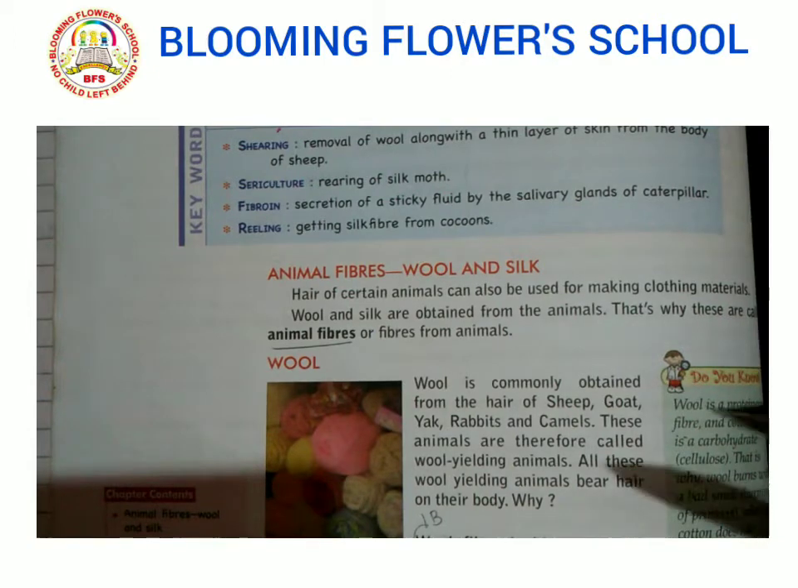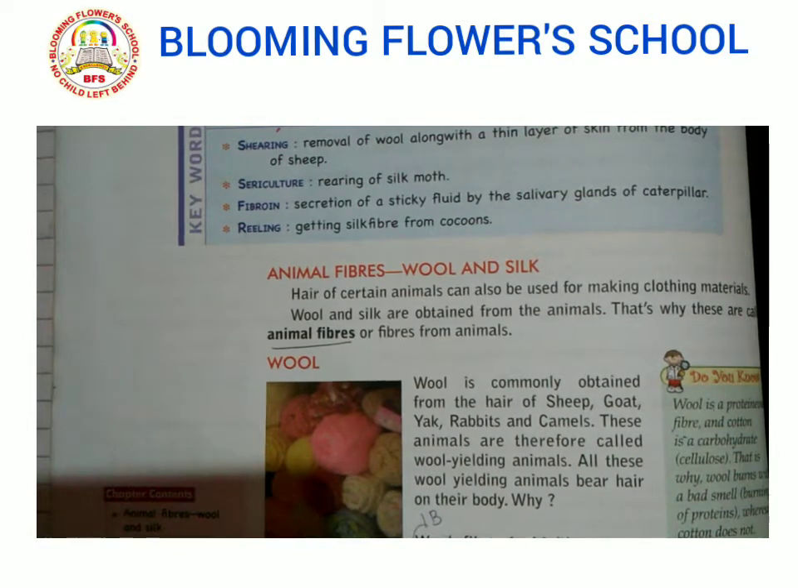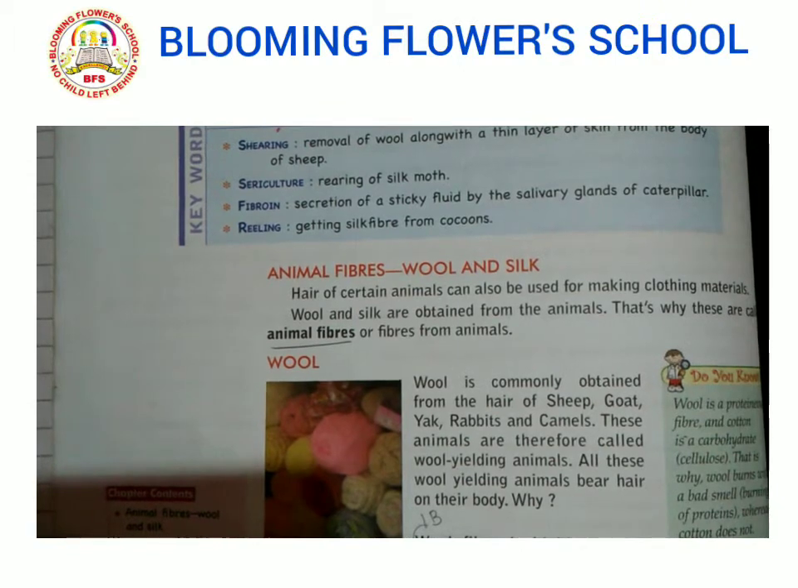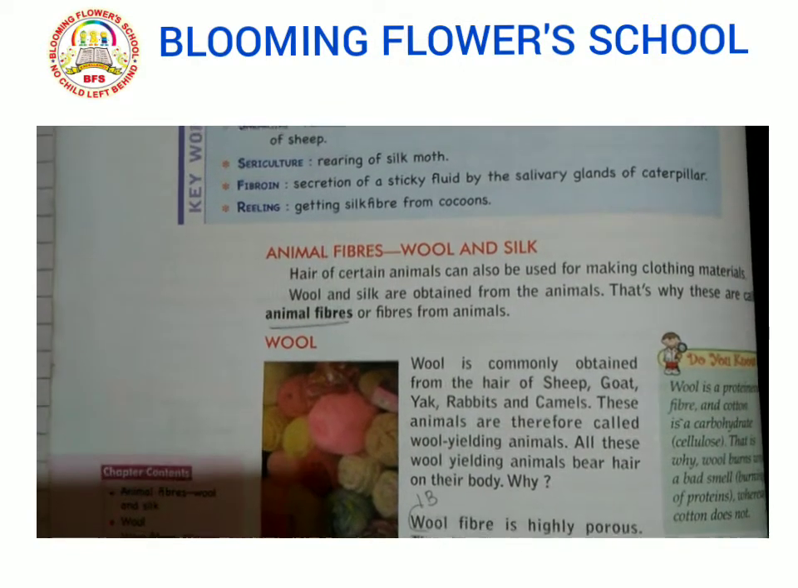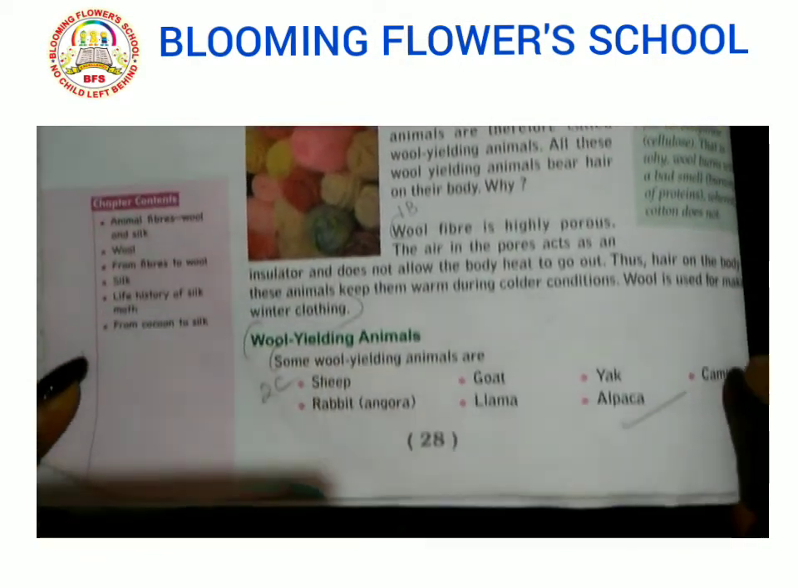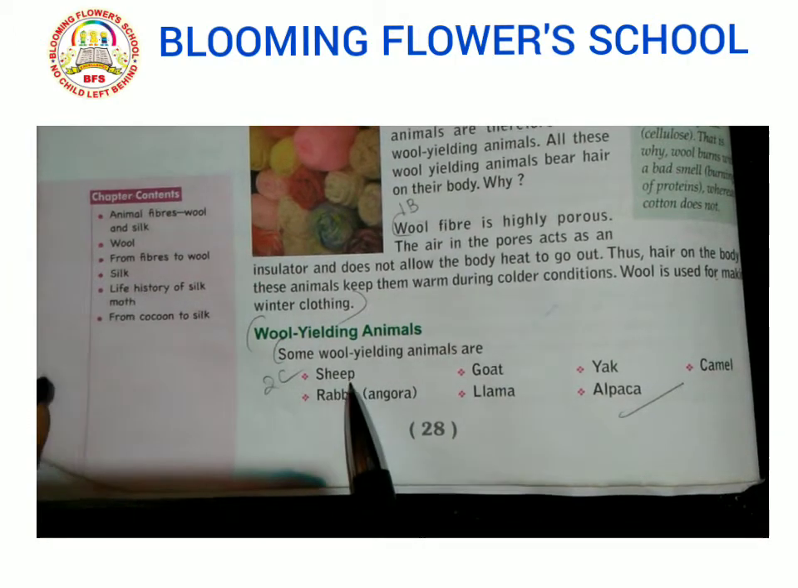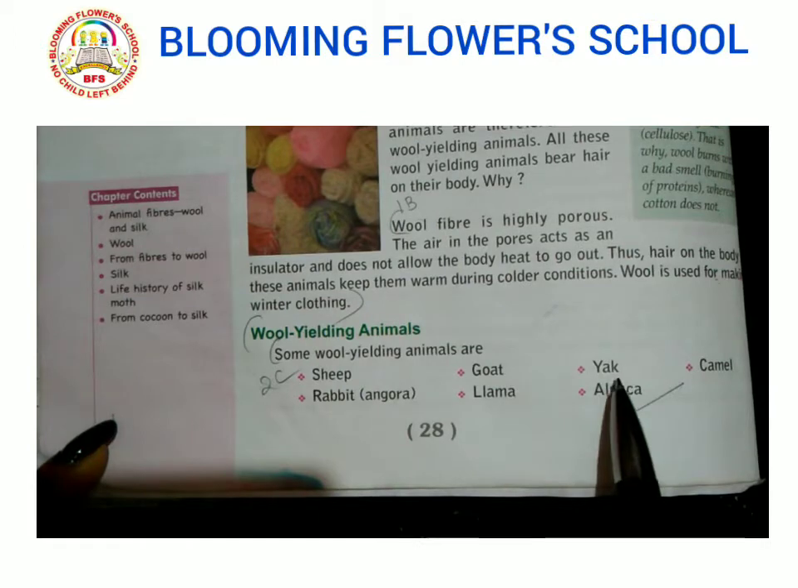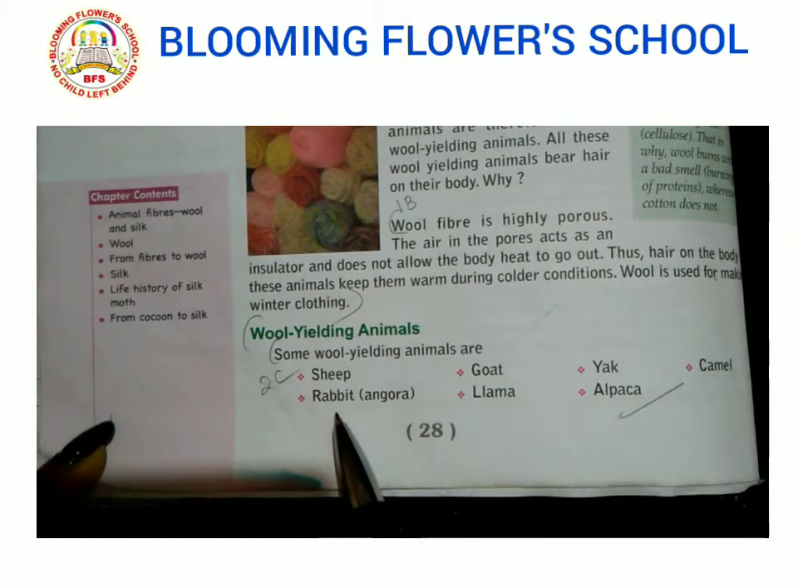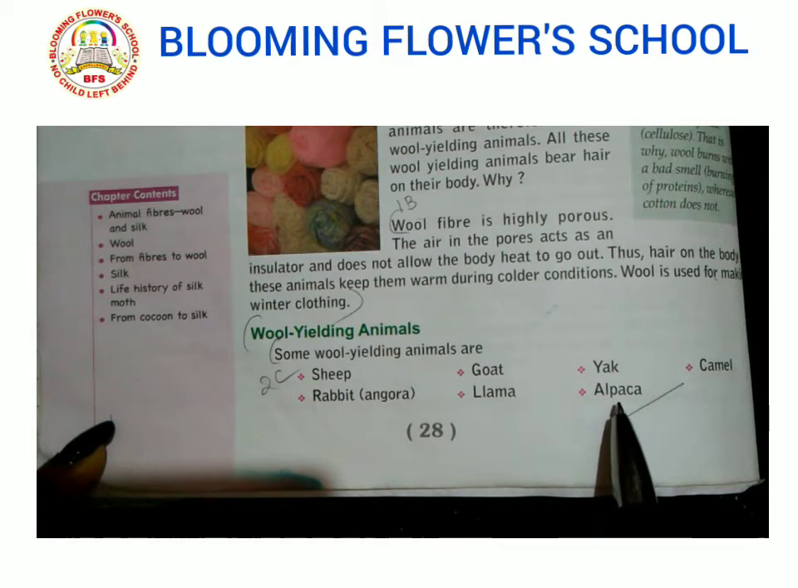Okay, so those fibers, animal fiber, namely wool, are doing what? They are keeping us warm. During which condition? Colder condition. Okay, so wool yielding animals. Name some wool yielding animals. You have sheep, goat, yak, camel, rabbit, llama, and alpaca.